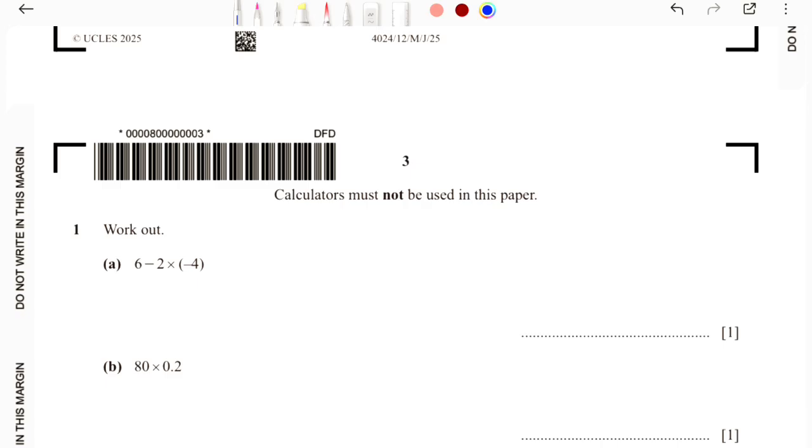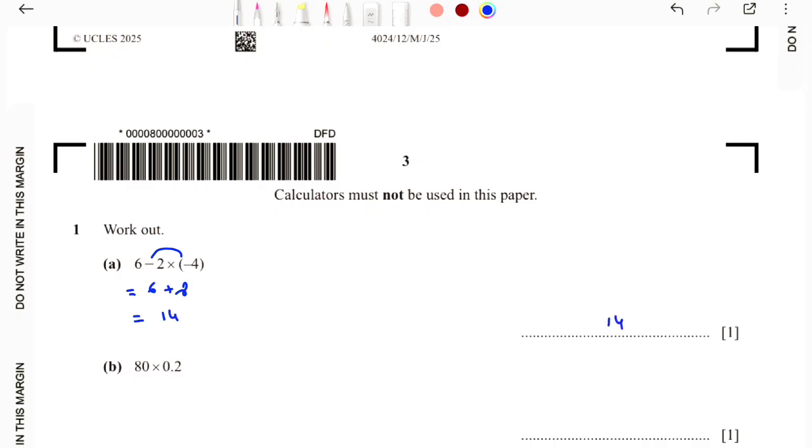We'll start with question number 1. Work out 6 minus 2 multiply minus 4. Here we apply the BODMAS rule. First of all, we are going to multiply 2 by minus 4. This becomes 6 minus minus, plus 2 4s are 8. Answer would be 14.